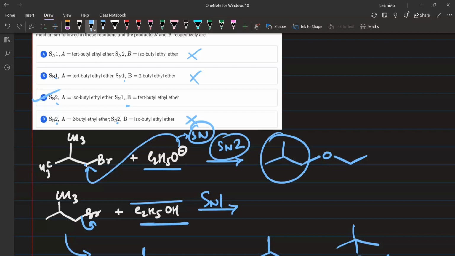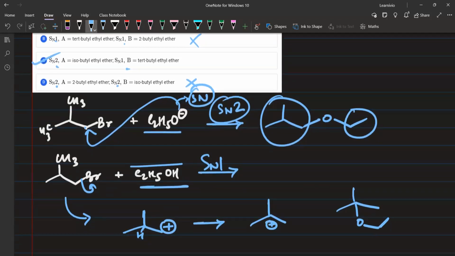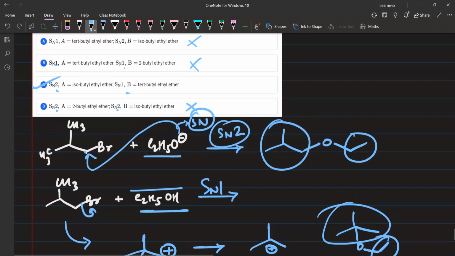So this is isobutyl, and this is ethyl, and this is an ether. The second one we have, this is tertiary butyl, and this is ethyl, and this is an ether. So tertiary butyl ethyl. Okay. So this E option is going to be correct.